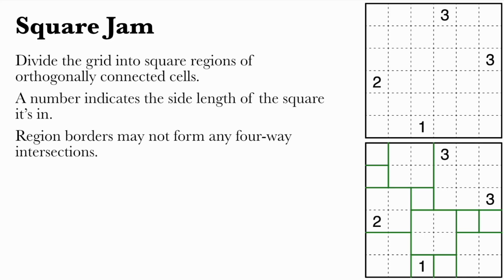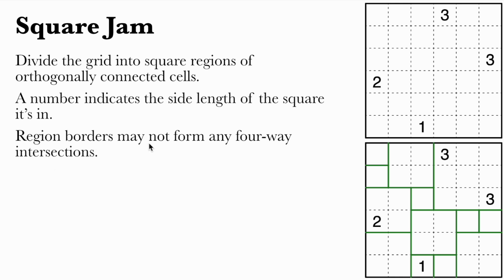In a square jam puzzle, we will divide the grid into square regions of orthogonally connected cells. The orthogonally connected part is a little bit redundant when we're just saying we're dividing something into square regions. A number indicates the side length of the square it's in. So this 2 means it's inside a 2x2 square. These 3s are both inside a 3x3 square, and there are many squares with no numbers in them whatsoever. So that's reinforcing that this isn't one of those puzzles where a clue corresponds exactly to one region. We can have regions with multiple clues or with no clues.